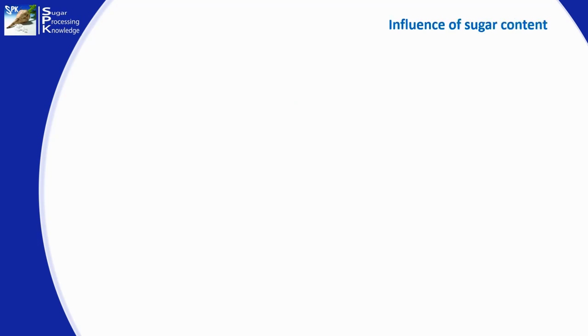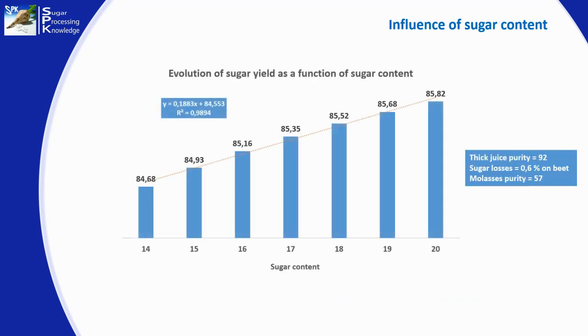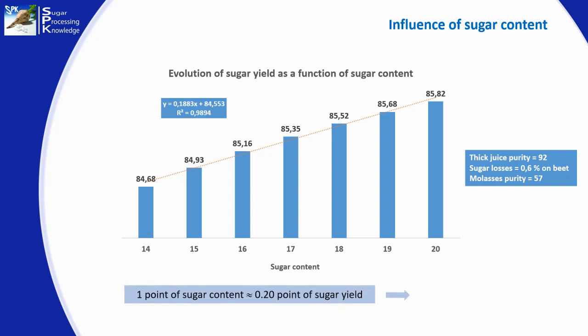We will now see the influence of each parameter on sugar yield. We will start with sugar content. We will vary the sugar content, while leaving thick juice purity fixed at 92%, total sugar losses at 0.6% on beets, and molasses purity at 57%. Note that 1 point of sugar content is equivalent to 1.2 points of sugar yield.